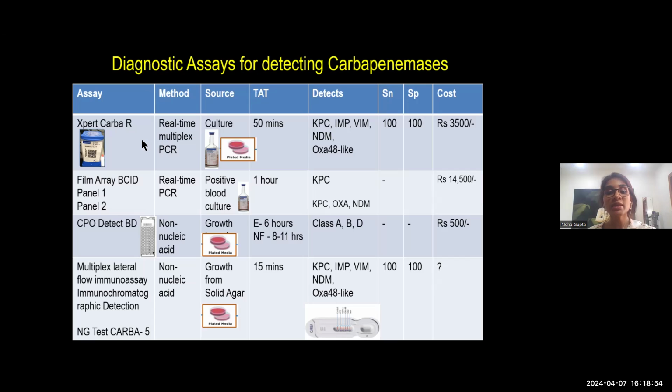Out of these, usually the most commonly performed is the Xpert CARBA-R with a TAT of close to 15 minutes, whereas the lateral flow assay usually identifies in 15 minutes from the positive culture the likely carbapenemases.